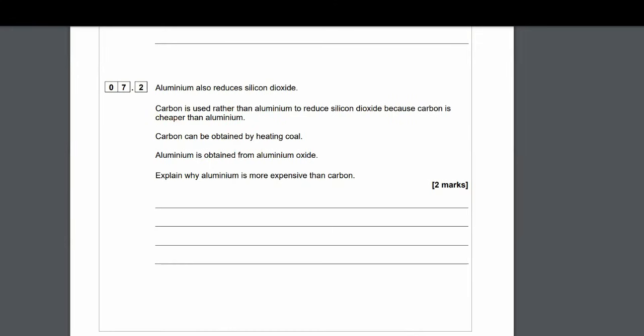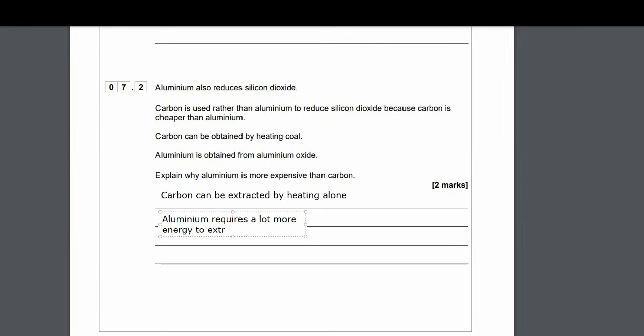They're saying, well, why is it cheaper? Well, the reason is when you heat aluminium, you need a lot more energy. And carbon can be extracted by heating alone. Okay, so you can get carbon by heating alone. You can reduce carbon dioxide or carbon monoxide. You can get carbon anyway by just heating. Aluminium requires a lot more energy to extract.